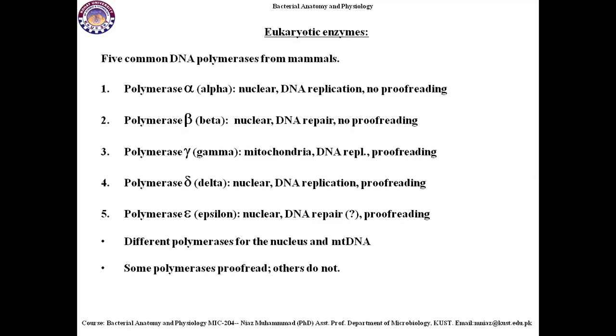There are different polymerases for nuclear and mitochondrial DNA. Some polymerases proofread, others don't. Some polymerases are used for replication, others for repair. So polymerase enzymes are present in every cell, either a eukaryotic cell or a bacterial cell. They control the whole process of replication and reduce mistakes or mutation chances.